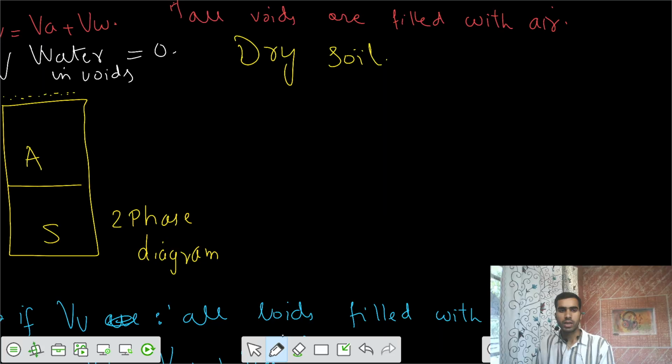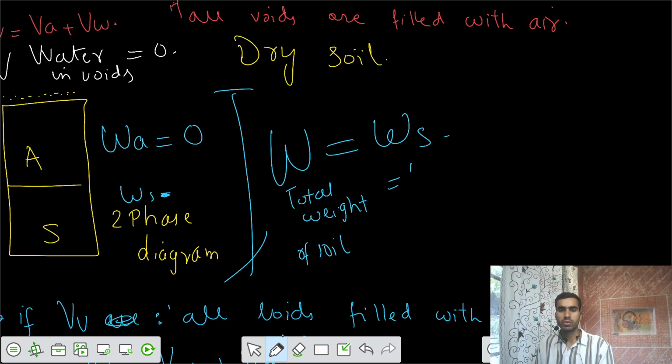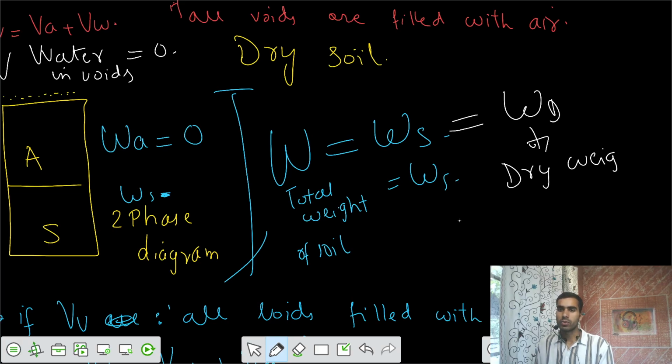From this side, we can say there is some weight of air, and weight of air is actually 0, and we have some weight of solids, which is not 0. So finally, the total weight of the soil mass is only contributed by the weight of the solids. We can also write this as the dry weight of the soil mass.